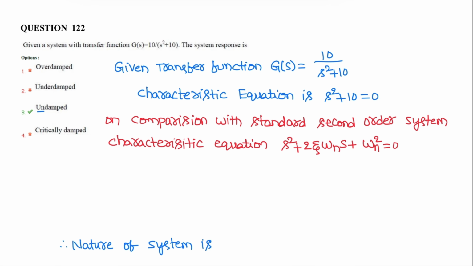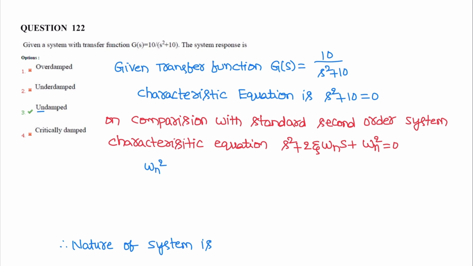Next question. Given a system with transfer function G(s) = 10/(s²+10), the system response is. The denominator of the transfer function is the characteristic equation. So the characteristic equation is s² + 10 = 0. Compare this characteristic equation with the standard second order system characteristic equation, that is s² + 2ζωn s + ωn² = 0.